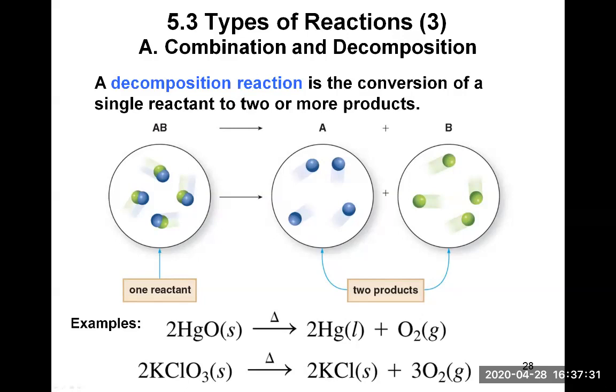Another decomposition reaction below: the potassium chlorate can be decomposed using heat to bring back KCl and 3 oxygen gas molecules. So decompositions are really the opposite of combination reactions. They have only one reactant and form two or more products.